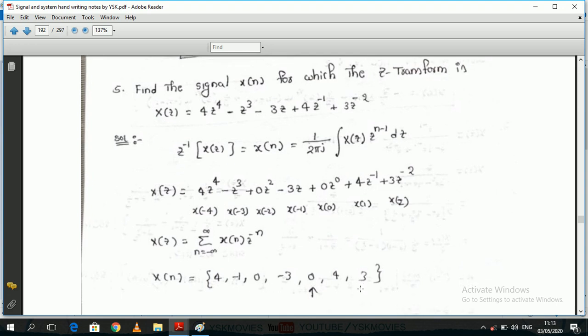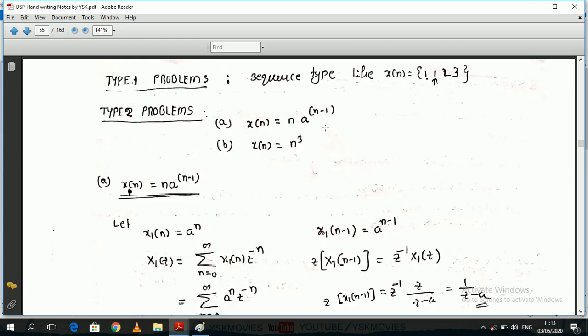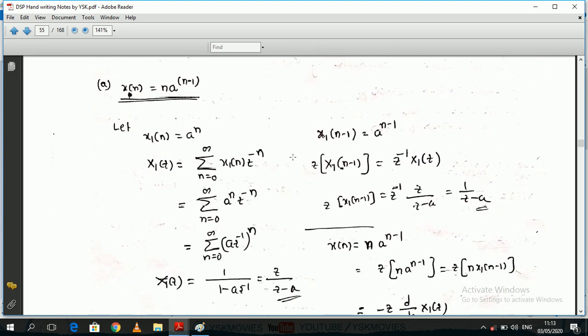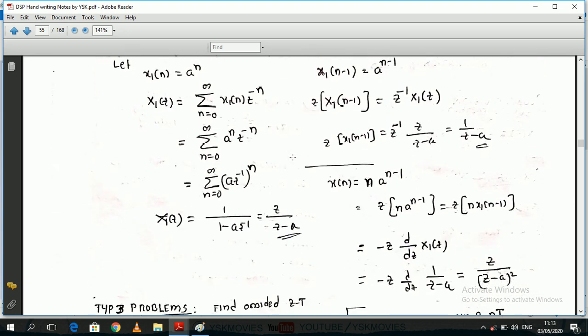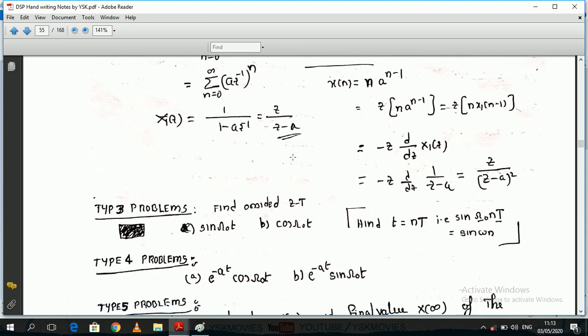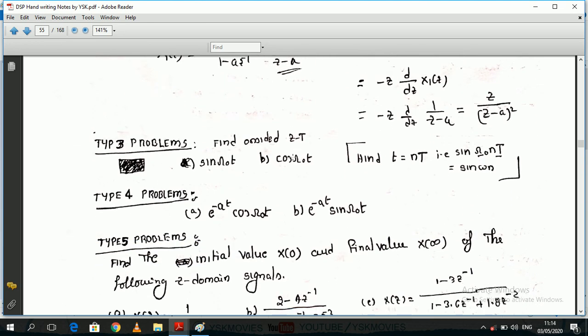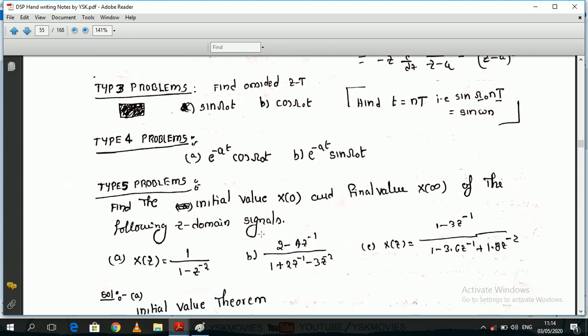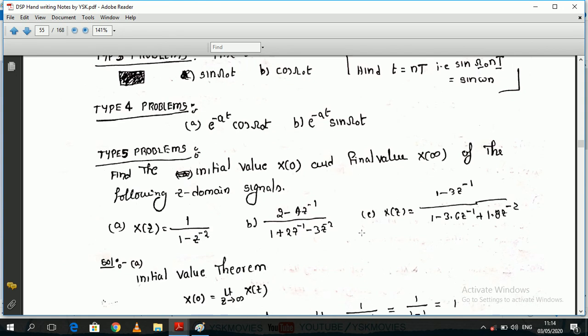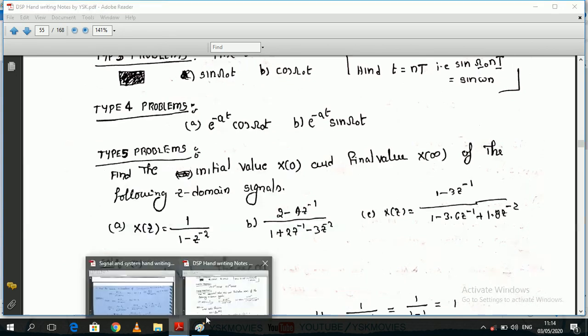So this is the inverse. Type 2 problems are like x of n equal to n into a power n minus 1, or x of n equal to n minus 3. Pause it and try to solve it, it's very simple. Type 3 problems are sinusoidal, which I already told you about. Type 4 problems are a combination of exponential and cos omega t. And type 5 problems are initial value and final value theorem problems. So these are the main 5 problem types.